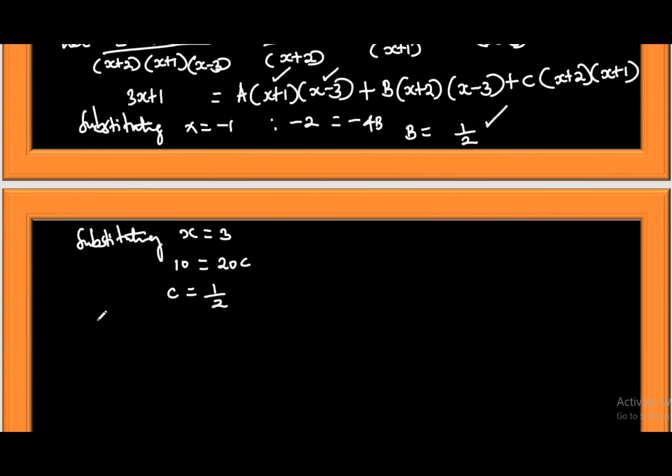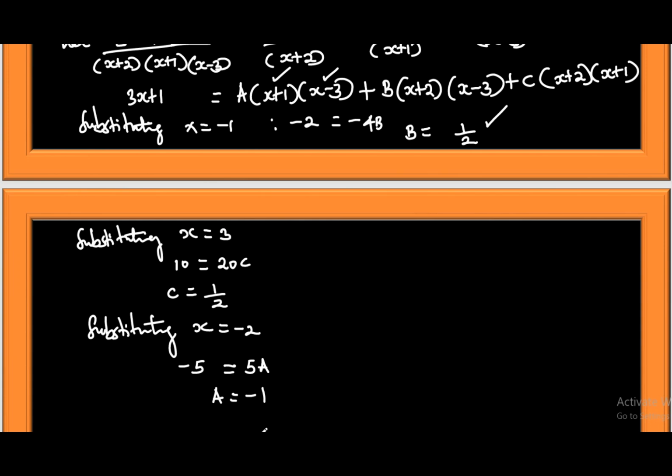From there, we go on and say substituting for x equals, now we're supposed to equate x plus 2 to 0, meaning x becomes negative 2. And when you substitute negative 2 on the left-hand side, we shall have minus 5. On the right-hand side, we shall have 5a. That means when you make a the subject, the value of a becomes minus 1.